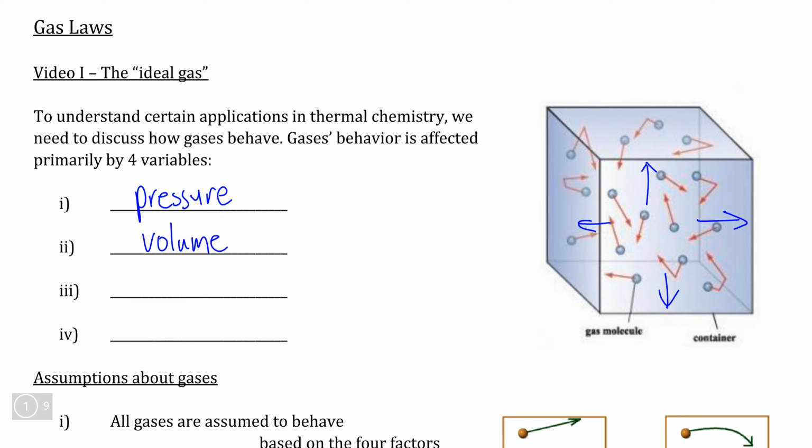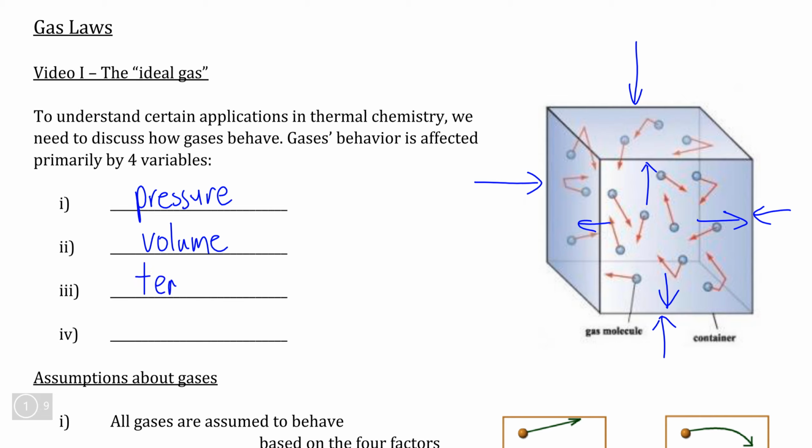Gas volume is the 3D space that gas particles occupy, and normally gases will migrate outward away from each other and fill up the entire volume of a container unless a force, dare I say, a pressure from outside is exerted on the gas molecules, thereby restricting the 3D space in which they can move.